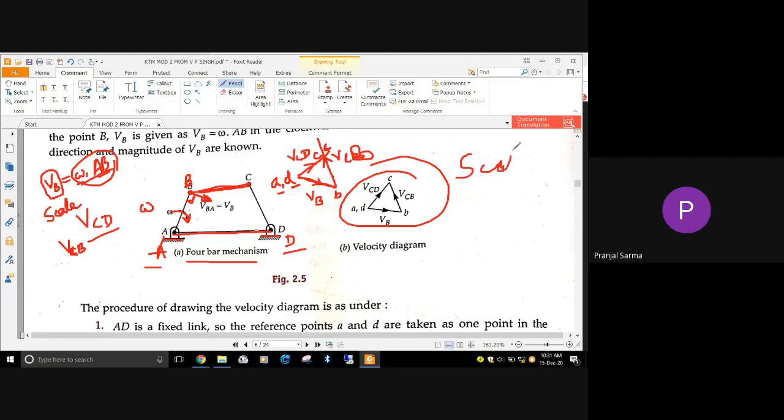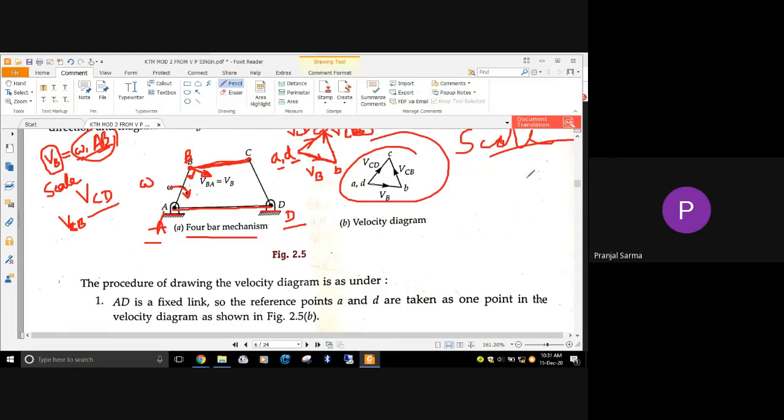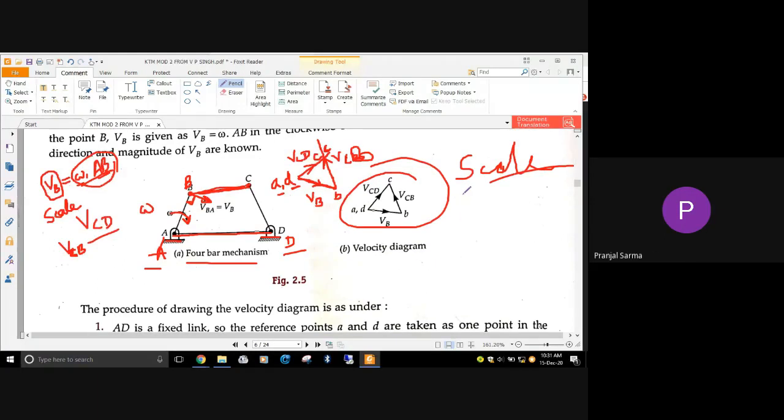Yes? Sir, can you repeat how to get the direction, sir? Direction is perpendicular to the link. Understood now? Yes, sir. Okay. So that is how we are getting it.